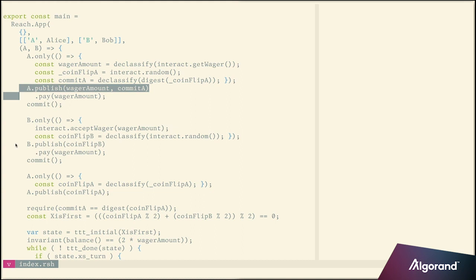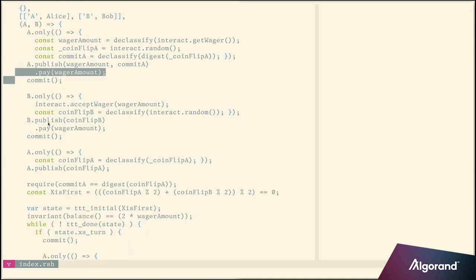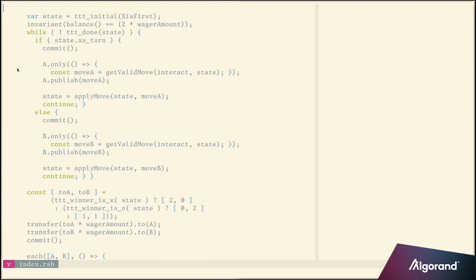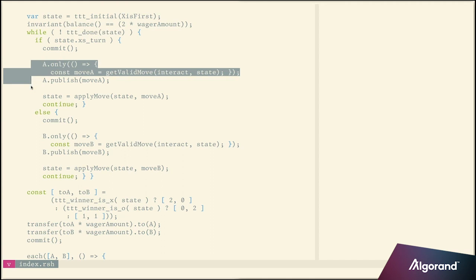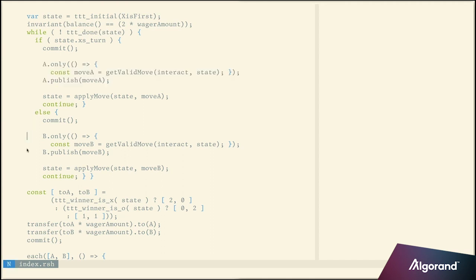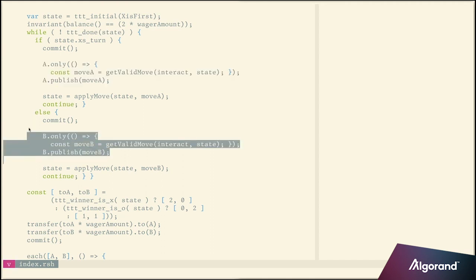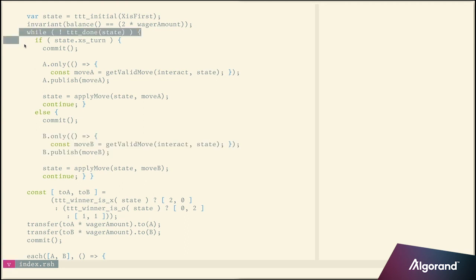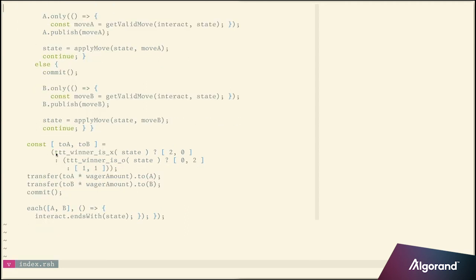And then Bob is going to agree to that, and he is going to pay that amount, just like she's going to pay that amount. Then the players are going to enter this while loop right here. The idea of this while loop is they're going to continue playing until the game of tic-tac-toe is done. When it's A's turn, A is going to get a move and publish it. And when it's B's turn, B is going to get a move and publish it. And then eventually the game will be over, and we'll be able to figure out who the winner is.